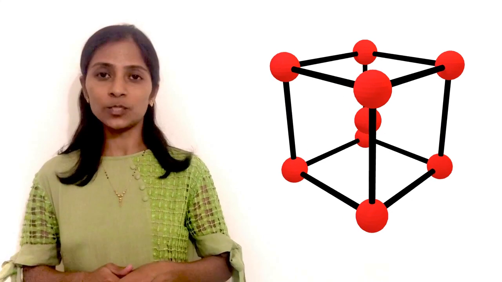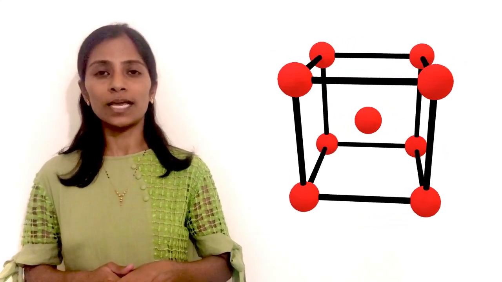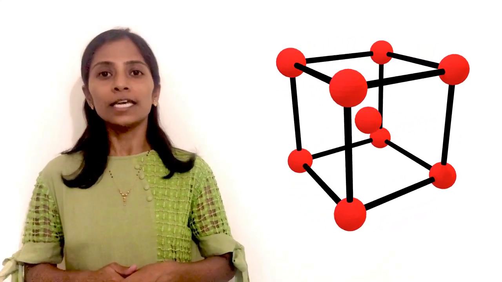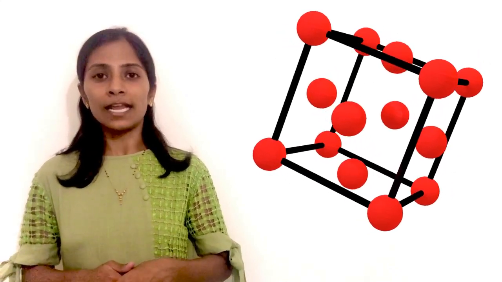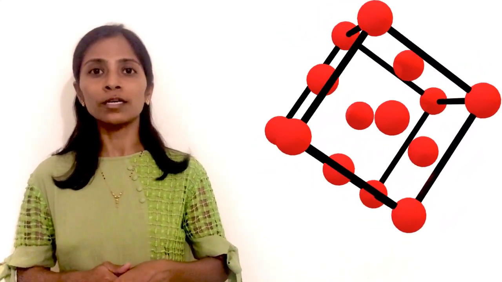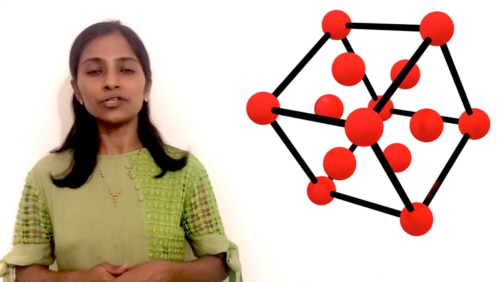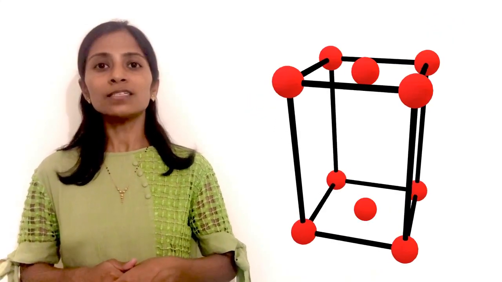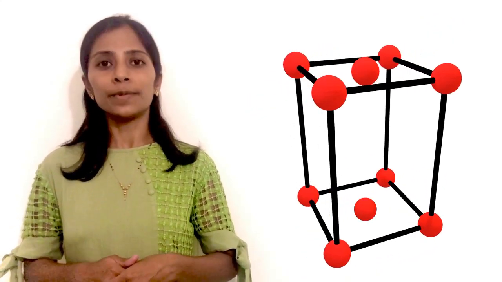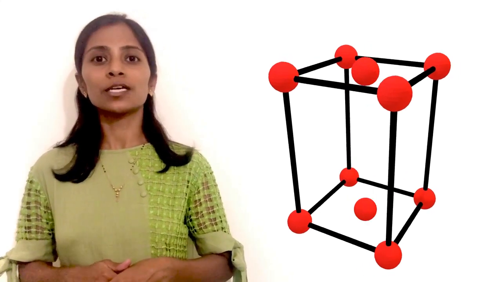The second type is body-centered, in which the lattice points are at the corners as well as at the center of the lattice. In face-centered lattice, the lattice points are present at the corners as well as at the center of all faces. The last type is end-centered or base-centered, in which the lattice points are present at the corners as well as at the center of an opposite face pair.